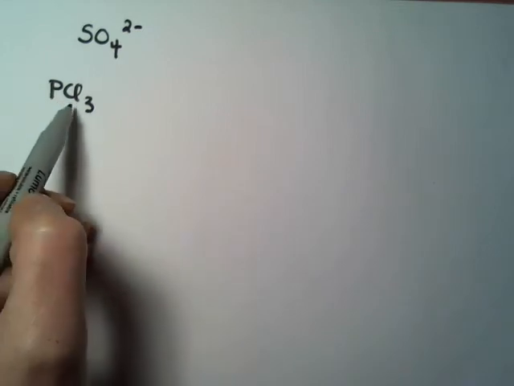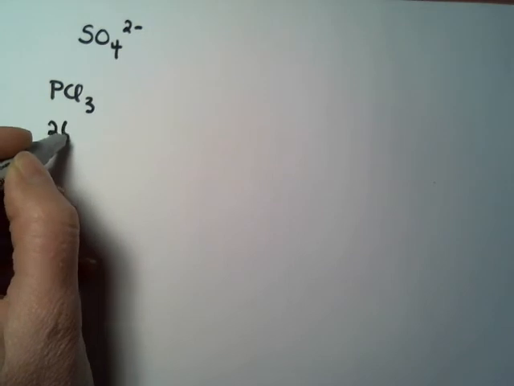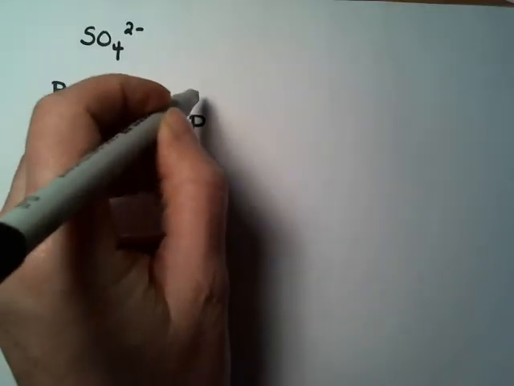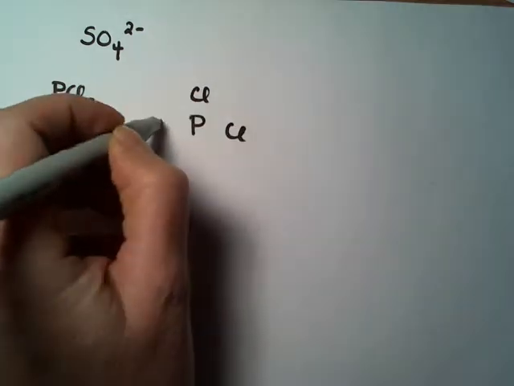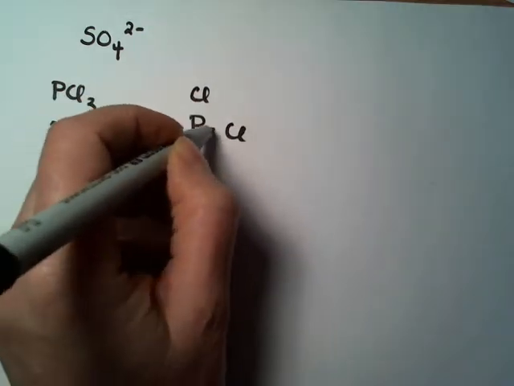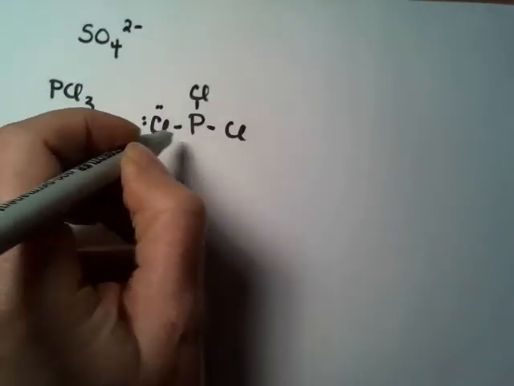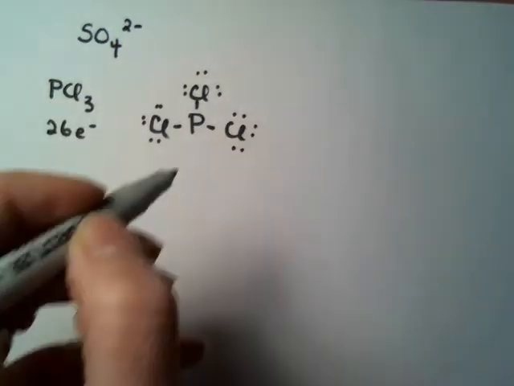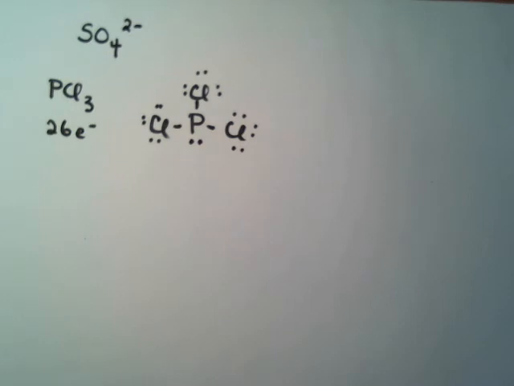So again, adding up electrons, 3 7s, 21, and 5 is 26 electrons. And I'll put my phosphorus and arrange the chlorines around. So 2, 4, 6, 8, 10, 12, 14, 16, 18, 20, 22, 24. And I'll put the last pair here for 26. Okay. That is my Lewis structure.